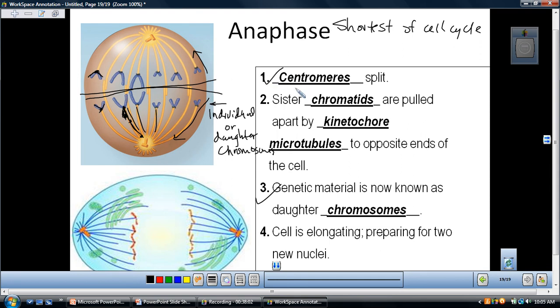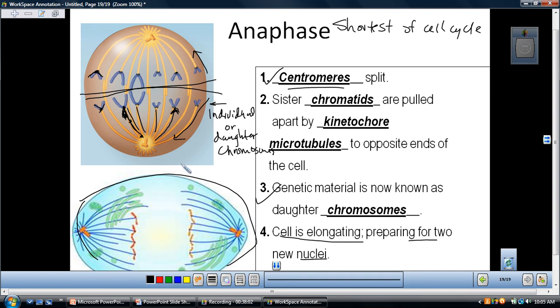Okay, so the centromeres had to split for that to happen. So centromeres split, sister chromatids are pulled apart. We now call them daughter chromosomes. The spindle fibers are shortening, okay, as these are shortening by breaking these down right in here, and then the cell is elongating, preparing for telophase, which is where we're going to form two new nuclei. So you can see this football-shaped cell as it's preparing to go into telophase.